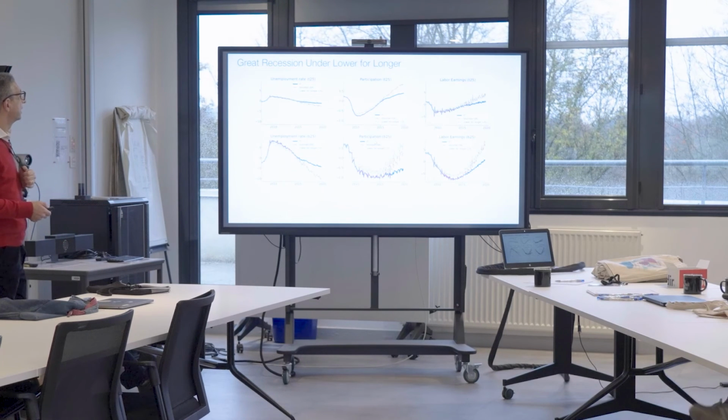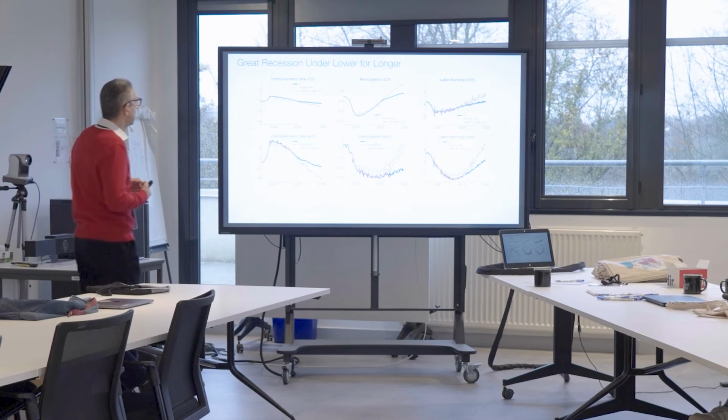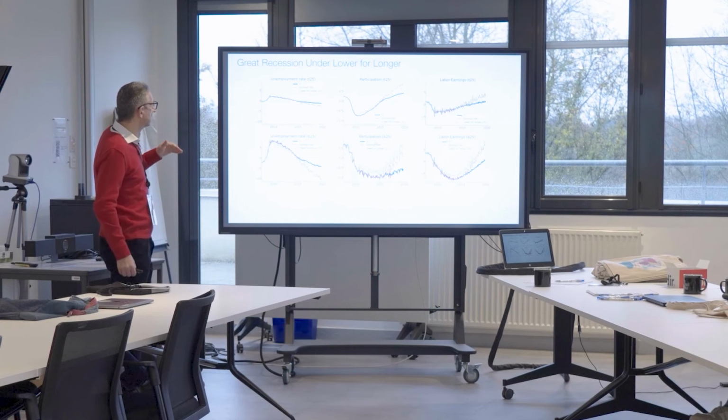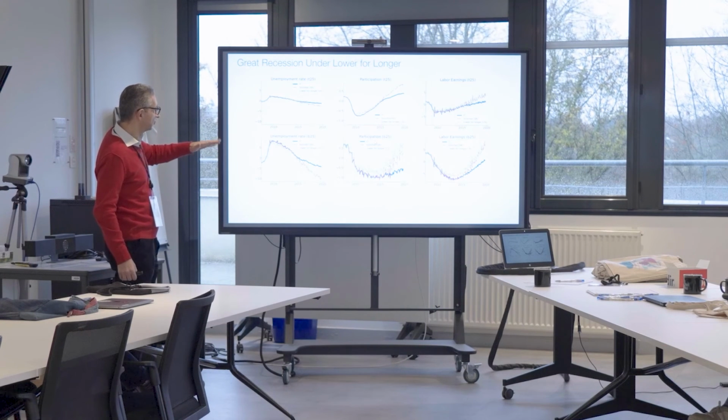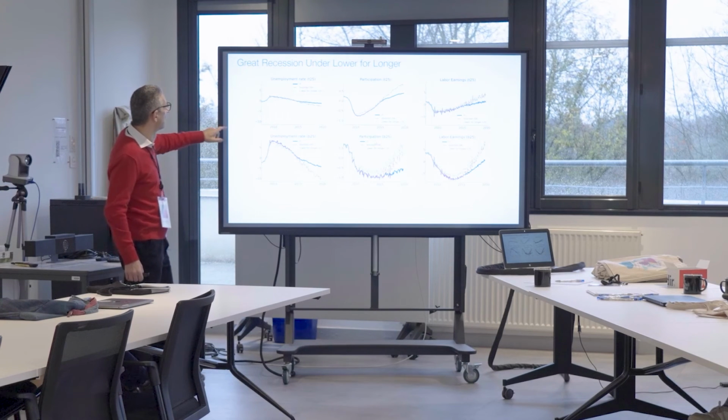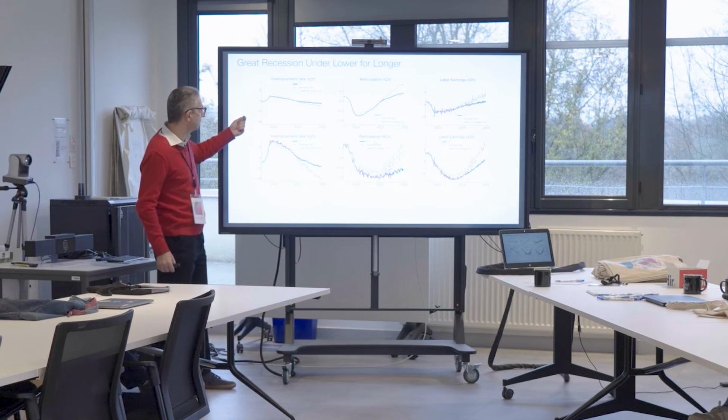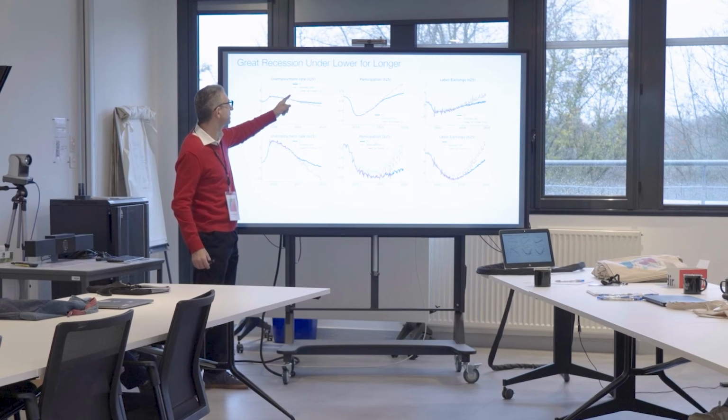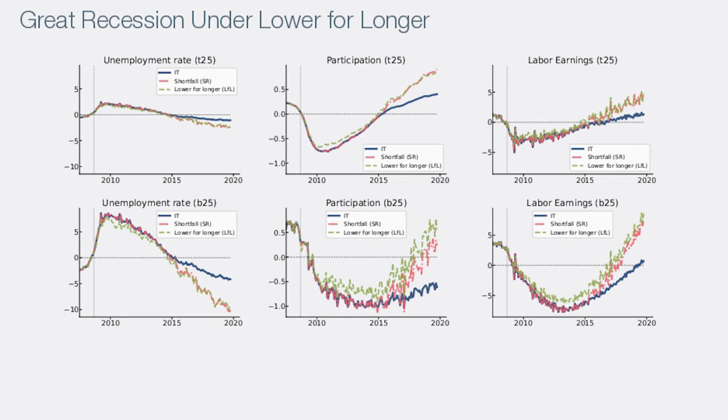Okay, so here's what happened. What would have happened under the lower for longer rule? I'm going to plot 2 additional rules compared to the blue line, which is inflation targeting. One is the shortfall rule alone, which is the orange line. The other one is the lower for longer, which is shortfall plus AIT. So the difference between the green and the red is the effect of the AIT, the average inflation targeting.